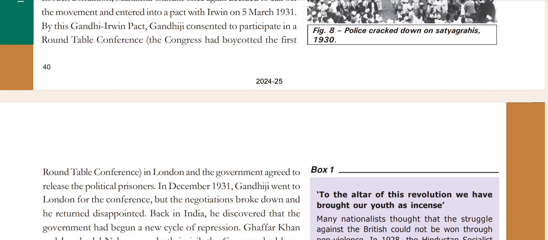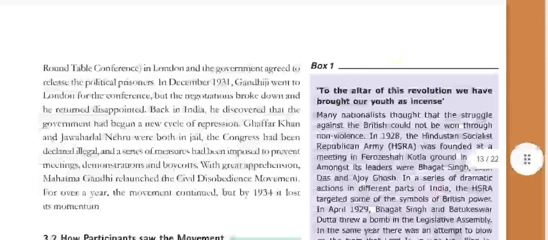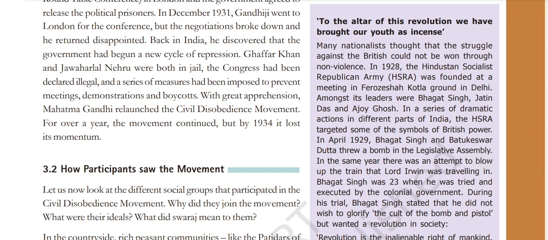In December 1931, Gandhiji went to London for the conference, but the negotiations broke down and he returned disappointed. Back in India, he discovered that the government had begun a new cycle of repression. Ghaffar Khan and Jawaharlal Nehru were both in jail. The Congress had been declared illegal, and a series of measures had been imposed to prevent meetings, demonstrations, and boycotts. With great apprehension, Mahatma Gandhi relaunched the civil disobedience movement for over a year. The movement continued, but by 1934 it lost its momentum.